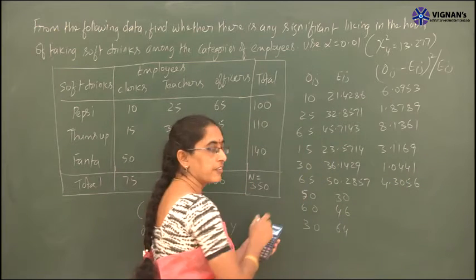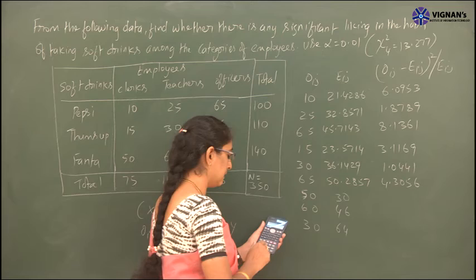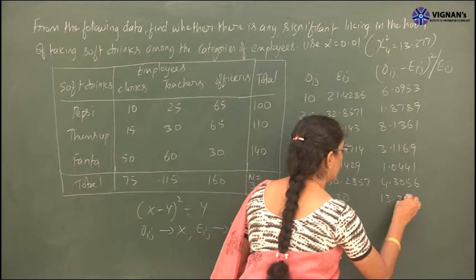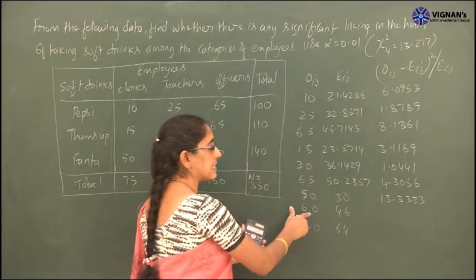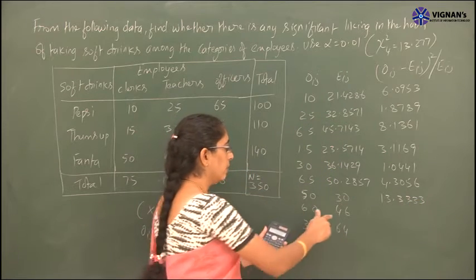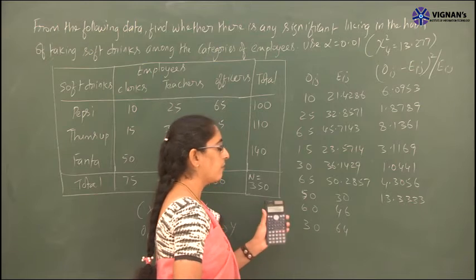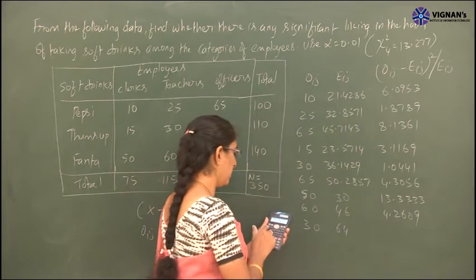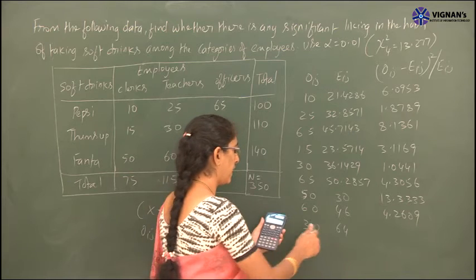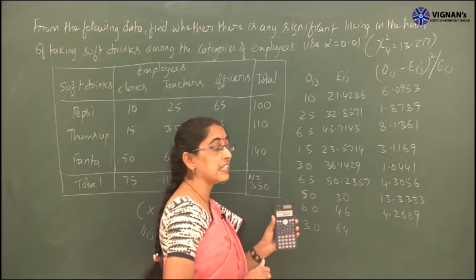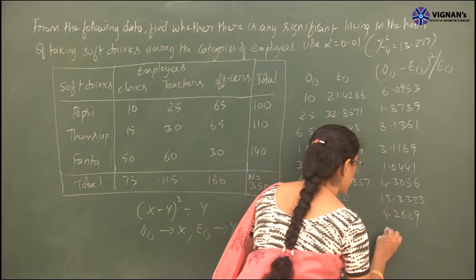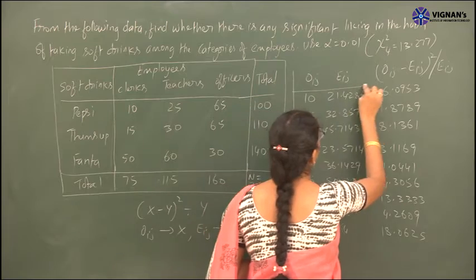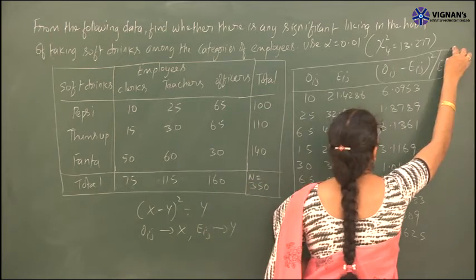Now press calc, 50, y 30, 13.3333. Now again press calc, 60. Then y is 46, 4.2609. Then x value 30, y value 64. It is here 18.0625. So this is the tabular form for the calculated value.